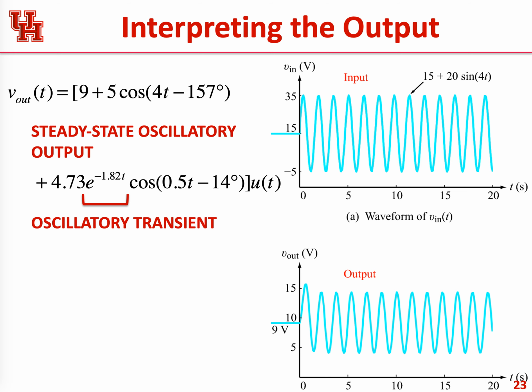Then there is a third term which has the exponential e to the minus 1.82 t. So this is going to be a decaying transient signal. If you look at a plot of the output voltage, it basically initially starts out with a bit of a jolt like that, and then eventually settles down as this oscillatory transient dies out. The output settles into this term plus this term. So these two terms together form the steady state oscillatory output, whereas this is like a transient that just comes from switching on that input at time t equal to 0.